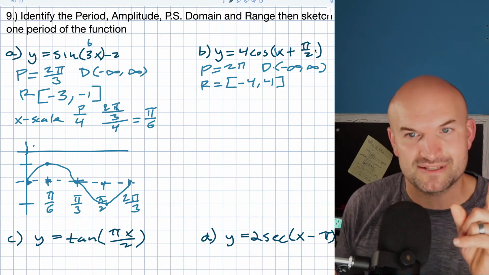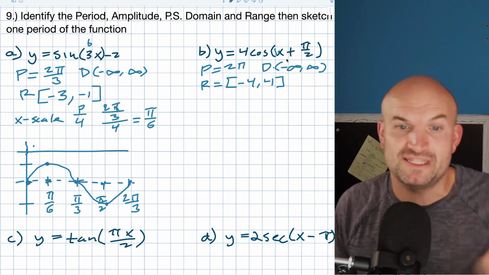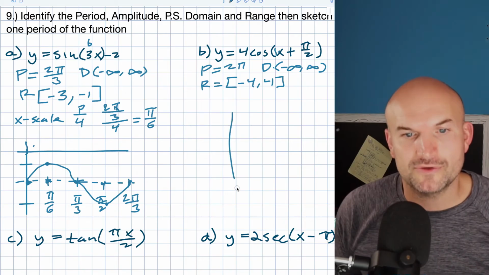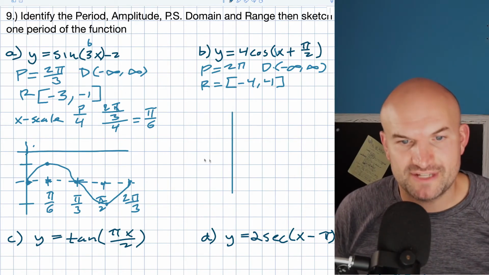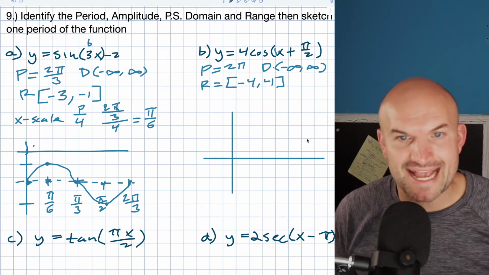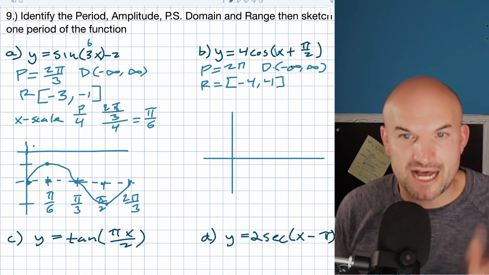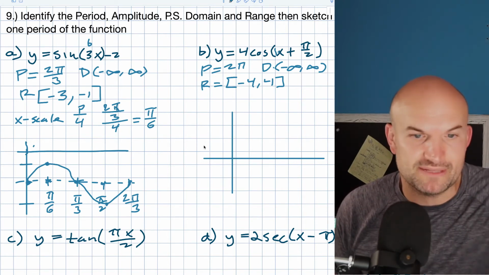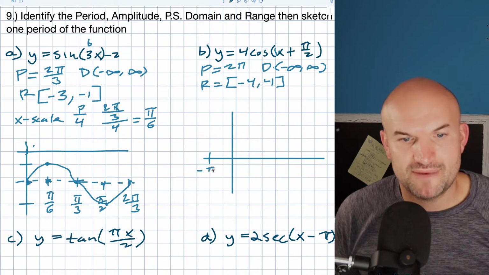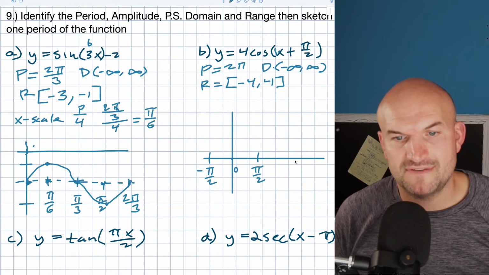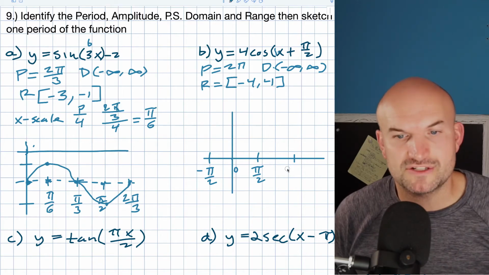But there's something that happens. My graph has been shifted pi halves to the left. Okay, so we're going to go through our shift here. My x scale is every pi halves, but now this plus pi halves means it's shifting pi halves to the left. So I have negative pi halves, 0, pi halves, and then pi halves plus another pi halves, which is going to be at pi.